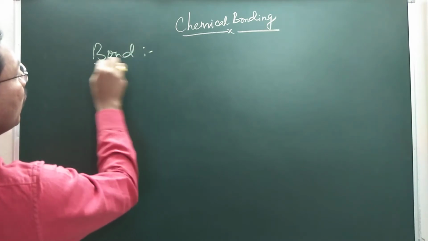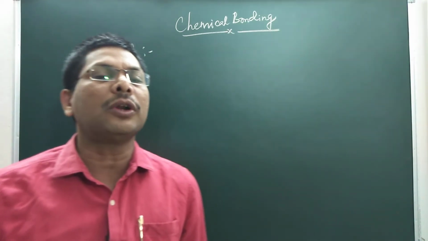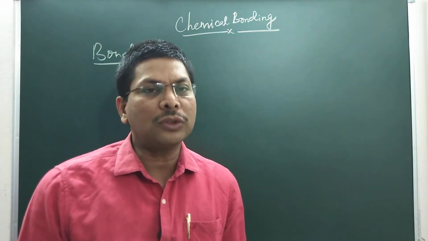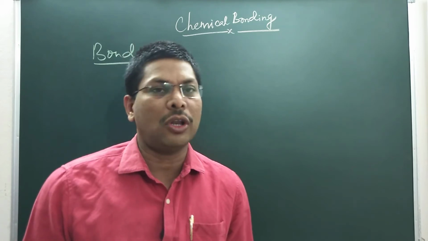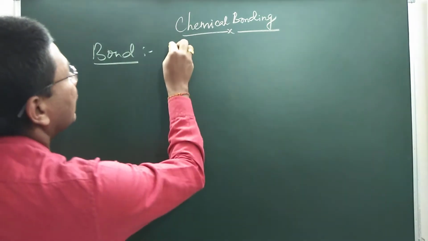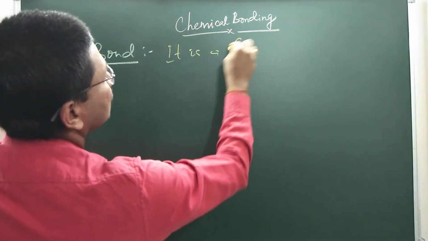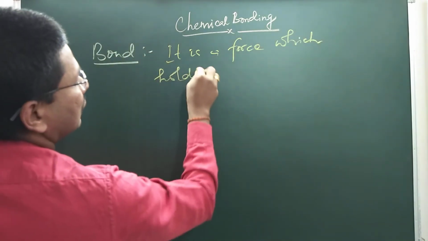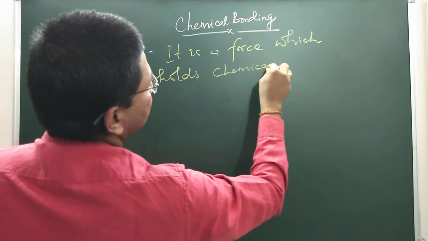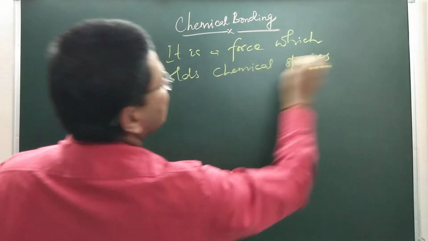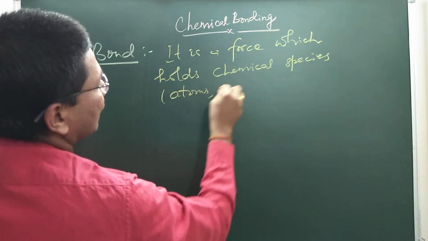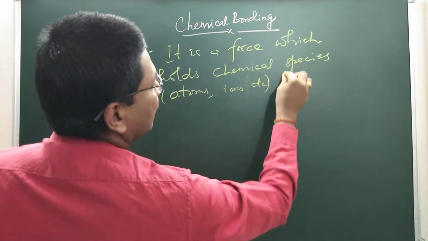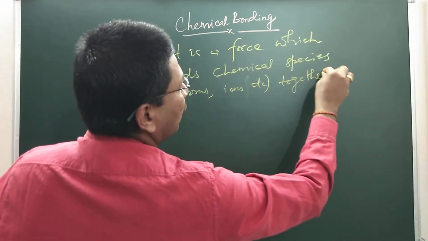So bond is a force which holds two or more species like atoms, ions, etc. in a molecule, or it is the force which holds two or more atoms together in a molecule. So bond formation is a force which holds chemical species together. This species can be atoms, ions, etc. Now, why is bond formation required?